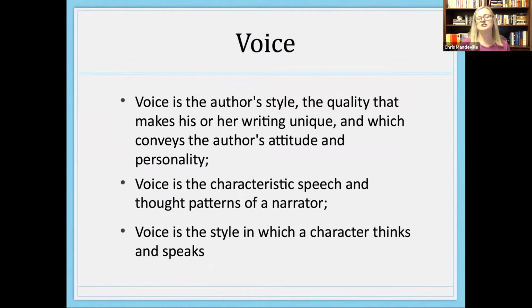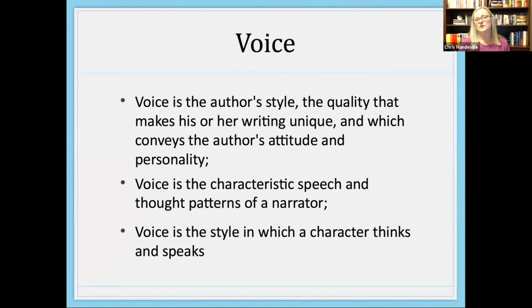I have 3 definitions of voice here relating to the literary term voice. The first is voice is the author's style, the quality that makes his or her writing unique and which conveys the author's attitude and personality. There's also the definition: voice is the characteristic speech and thought patterns of a narrator. And there's also the definition that voice is the style in which a character thinks and speaks, as in dialogue in the story. All three of these things are voice, which makes it a little bit difficult to talk about voice, but you can see how they're all kind of related.